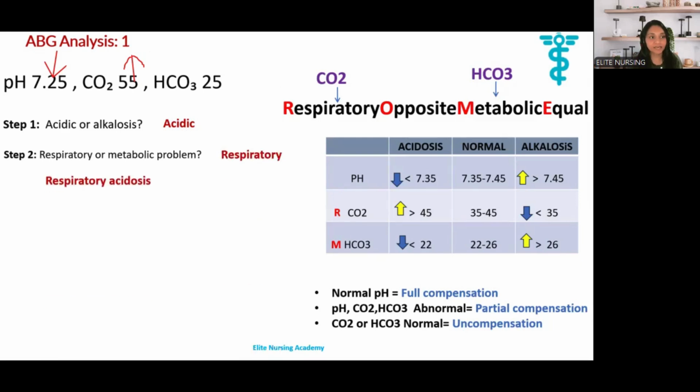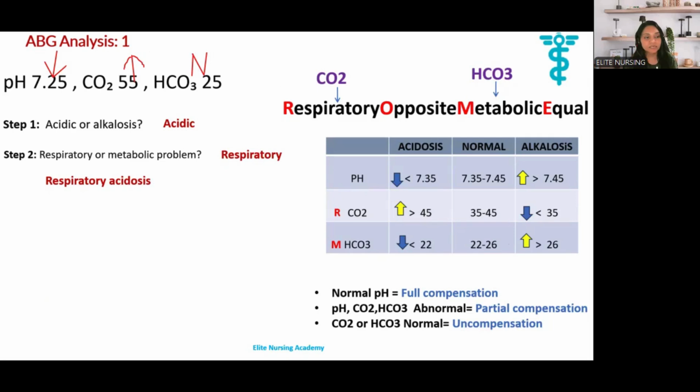So respiratory acidosis. If you look at bicarbonate, which is 25, the normal value of bicarbonate is 22 to 26. 25 is normal, so we're just going to write N here. So we decided this is respiratory acidosis.